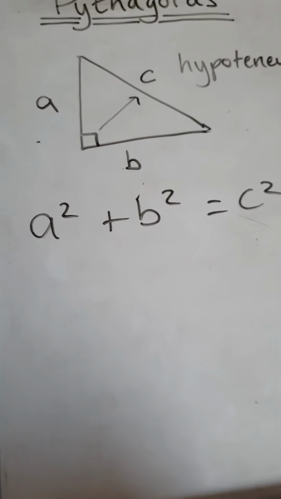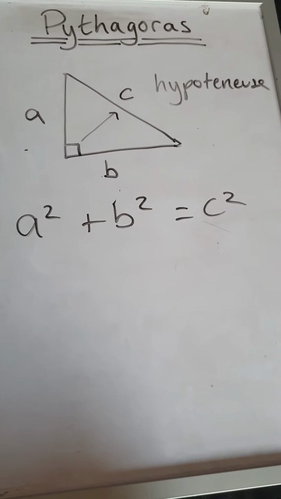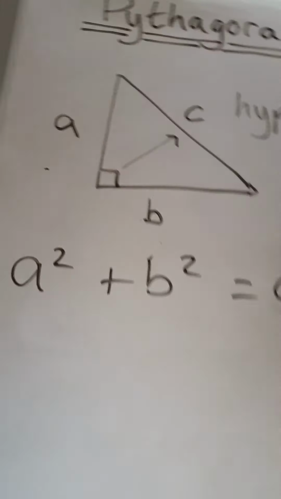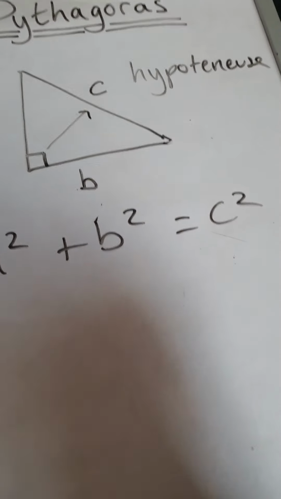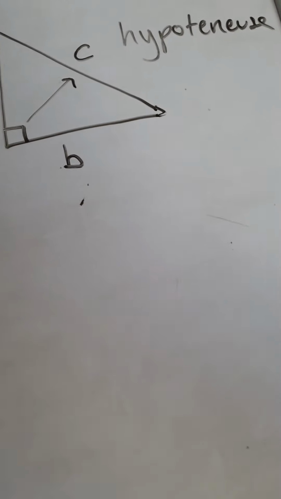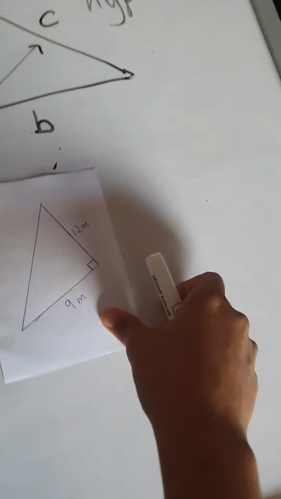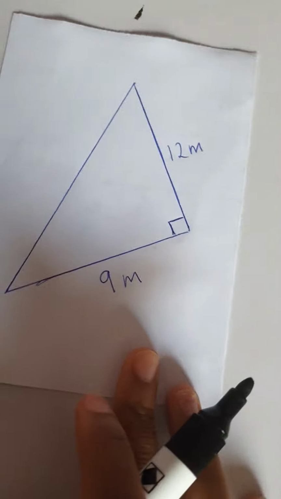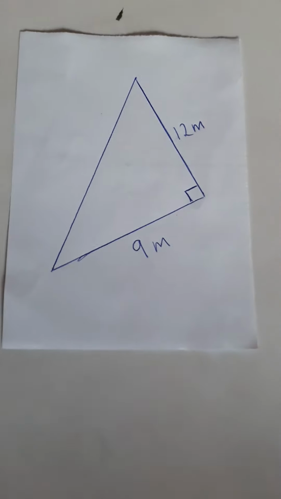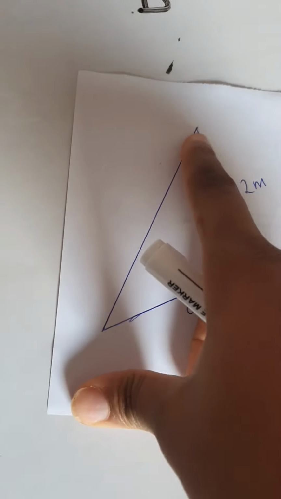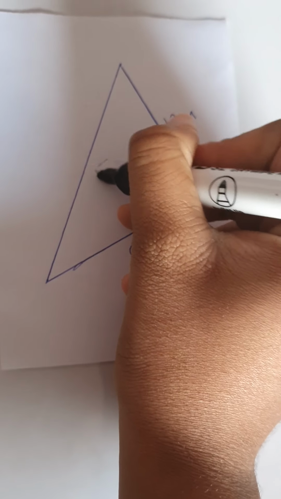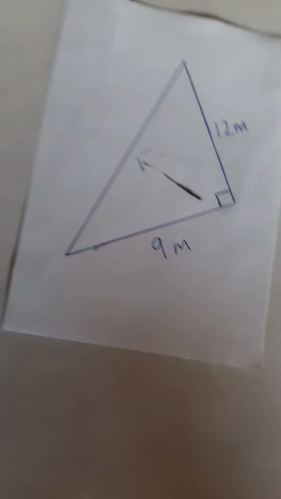Now, I can use this theorem to find any missing lengths on any right angle triangle, and it will always be on right angle triangles. So if I take, let's say this one, I've got a triangle that is 9 meters by 12 meters. Now I want to find the length of this missing side. I can tell that this is the hypotenuse because it is directly opposite my right angle. So this is my hypotenuse.